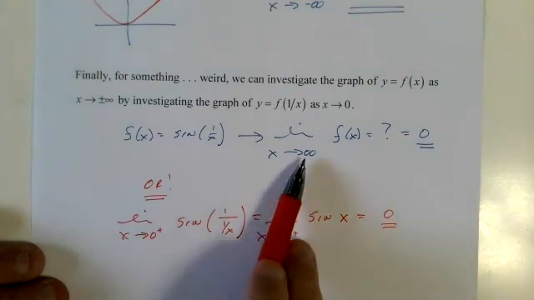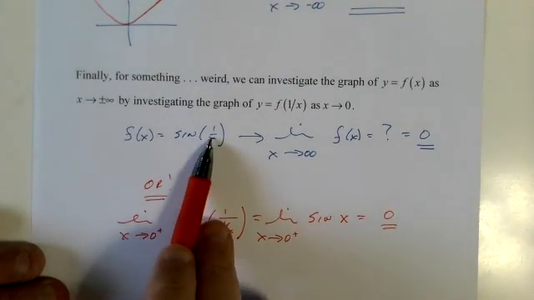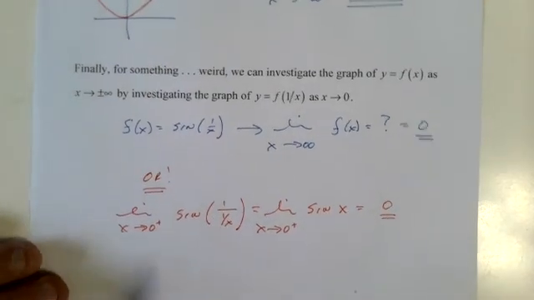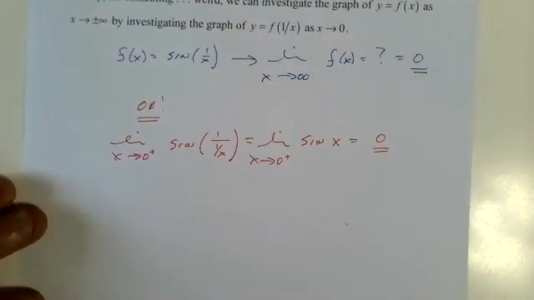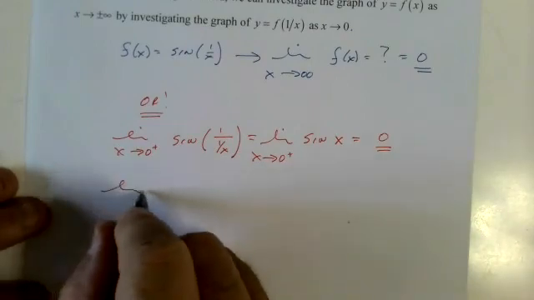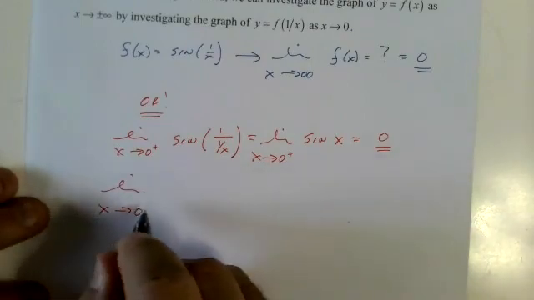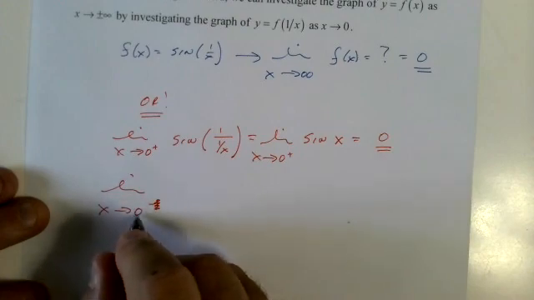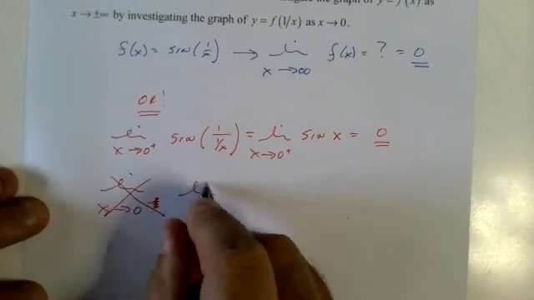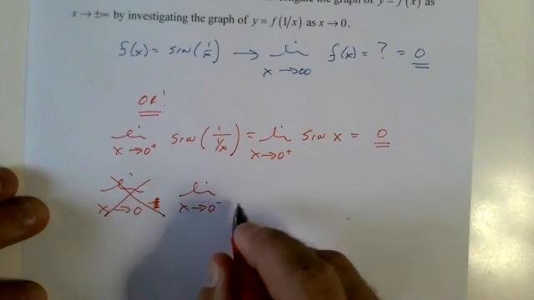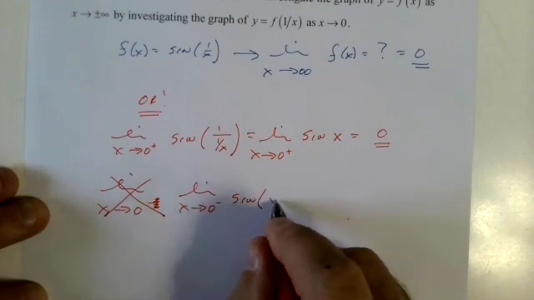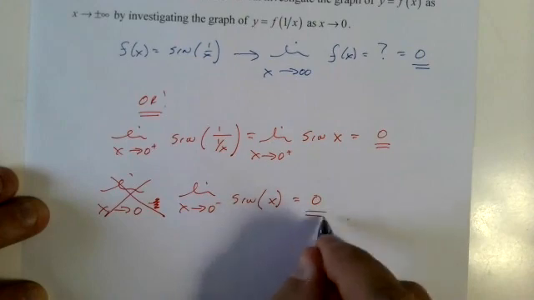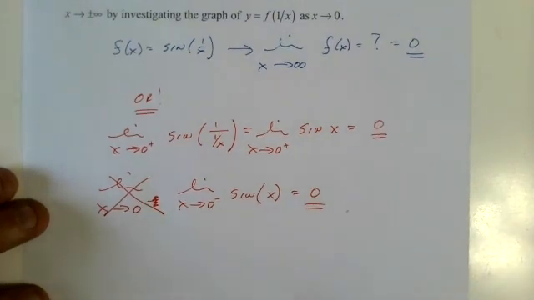So this is a weird little trick. Change infinity to 0 and change the x to 1 over x. That's it. Just showing you a trick. I think it's neat. I think it's worth watching, learning. So as x goes to 0 from the negative side, it also equals 0. Cool stuff.